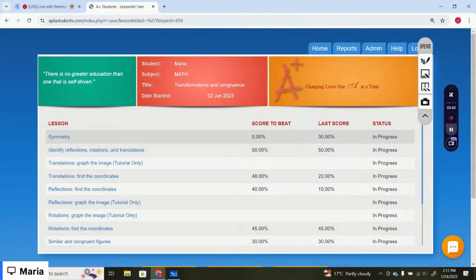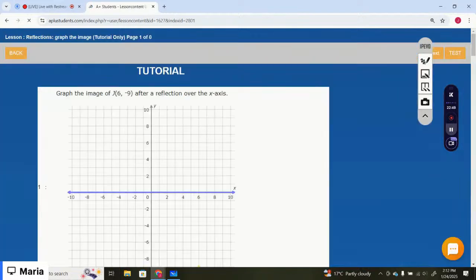Okay, the next lesson is reflections: graph the image. Let's just start with the lesson. That is just a tutorial, but let's just go through the lesson. Graph the image of J.